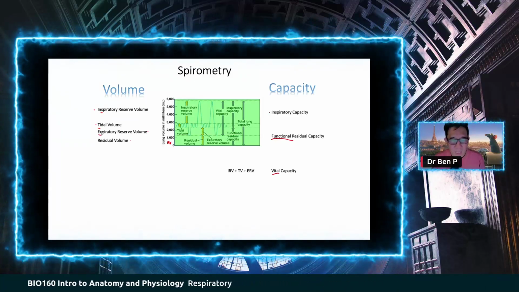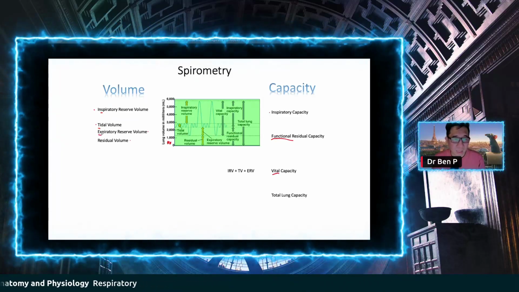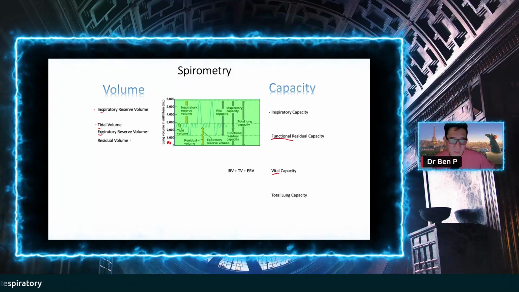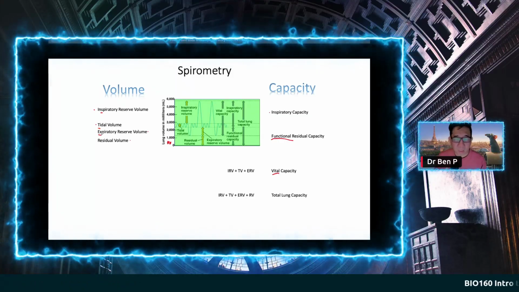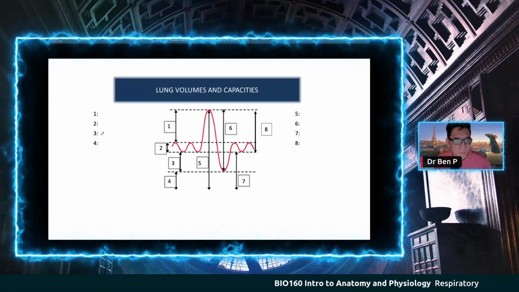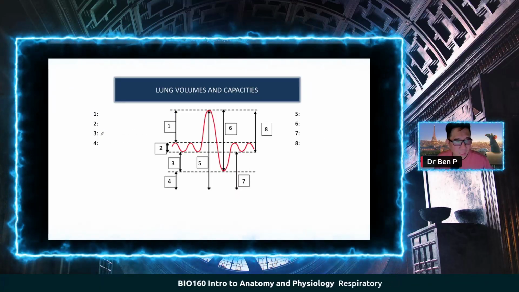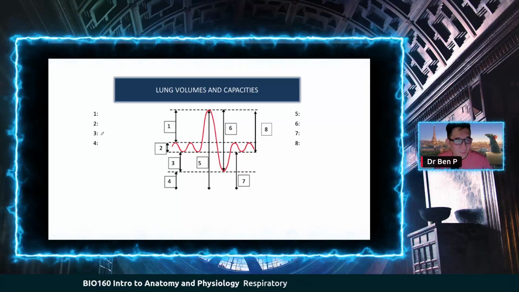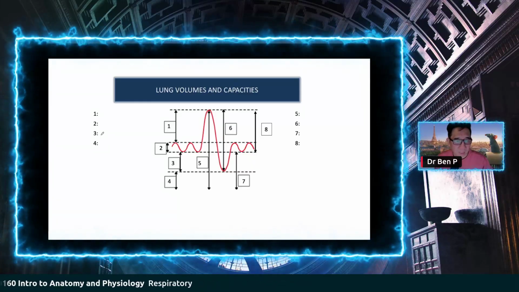And then the last one you should know is called TLC, total lung capacity. Total lung capacity is all the volumes together, all four volumes added together. We call it total lung capacity. Again, you could go through these and see what you come up with, based on what we talked about.